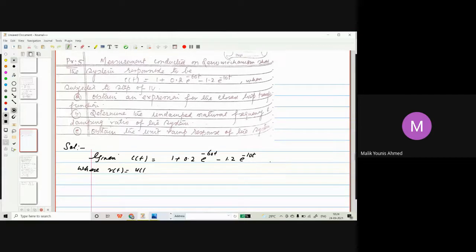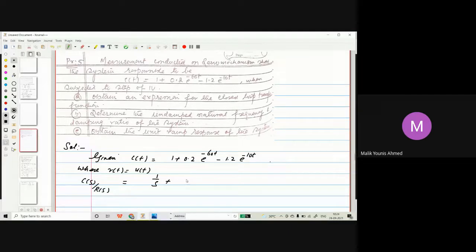R of t is equal to U of t. Step input है ये. Okay. Now, first is C of S by R of S we have to find. C of S क्या है? इसका 1 का लैप्लस जब आप निकालते हैं, 1 का लैप्लस है 1 बाई एस.